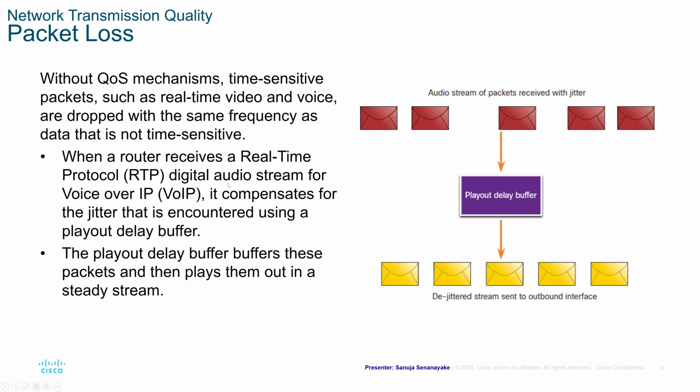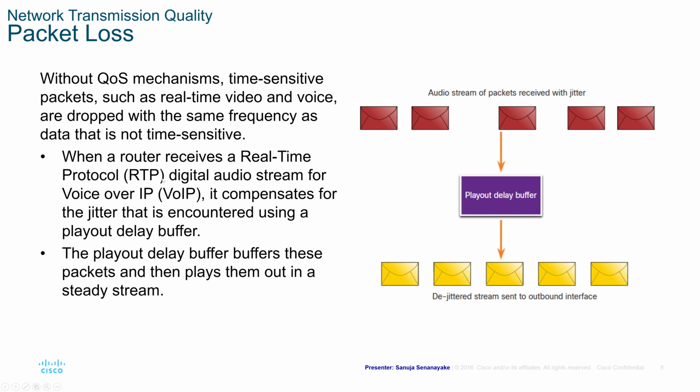So when a router receives a Real-time Transport Protocol, also known as RTP, digital audio stream for voice over IP, also known as VoIP, it compensates for the jitter that is encountered using a playout delay buffer. The playout delay buffer buffers these packets and then plays them out in a steady stream.